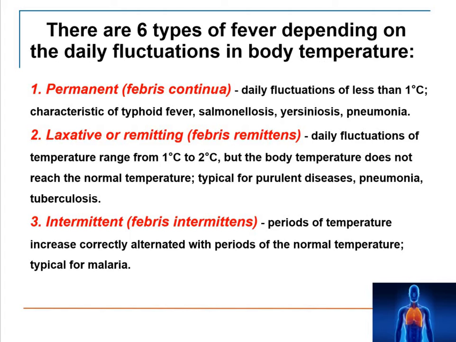The second type is remitting. Patients have daily fluctuations of temperature from 1 to 2 degrees Celsius, but the body temperature does not reach the normal temperature. Typical for purulent diseases, pneumonia and tuberculosis. The third type of fever is intermittent, when periods of temperature increase regularly alternate with periods of normal temperature, typical for malaria.